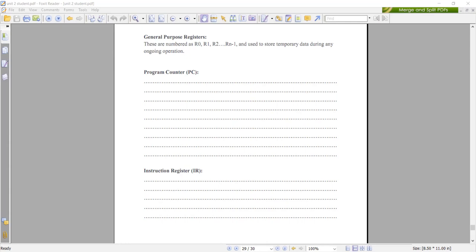When the previous instruction has been successfully completed, the program counter also functions to count the number of instructions.